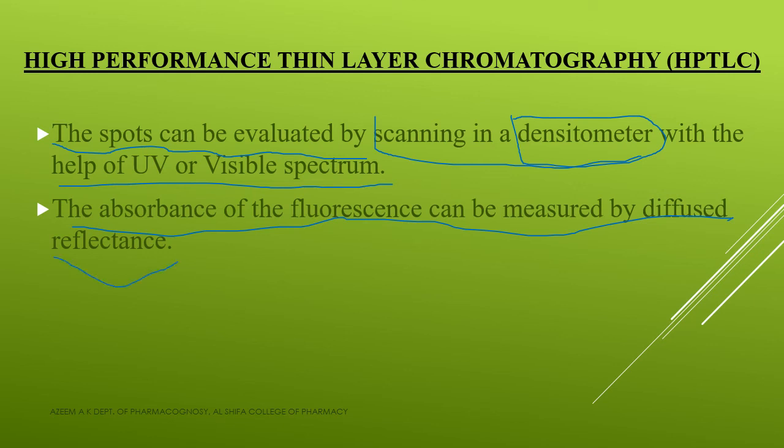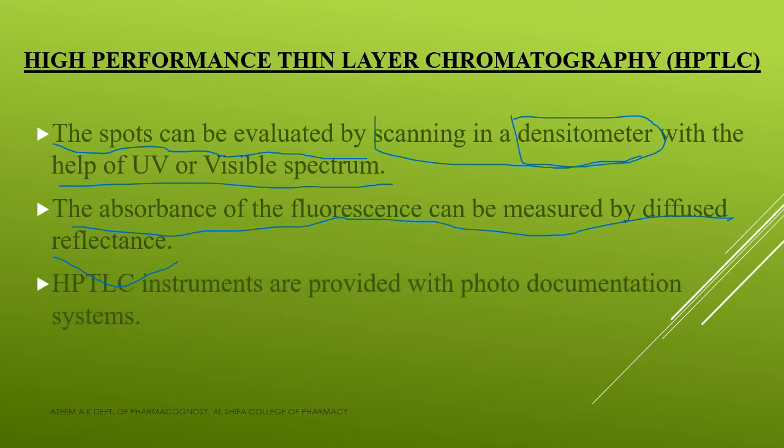The principle is that absorbance of fluorescence can be measured with the help of diffused reflectance. So these are obtained from the instrument. So the fluorescence absorption, that is absorbance of fluorescence of the sample, can be measured by the diffused reflectance.